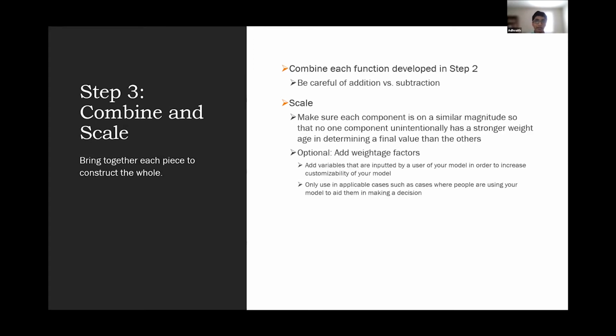So at this point, we combine each part of the skeleton into the final model. And something that's very important to consider here is scale. So oftentimes, different components of the math model will be on different orders of magnitude. So some components might provide a value towards the final output that's on the order of 10 to the fifth. But others might be on the order of 10 to the negative 5.